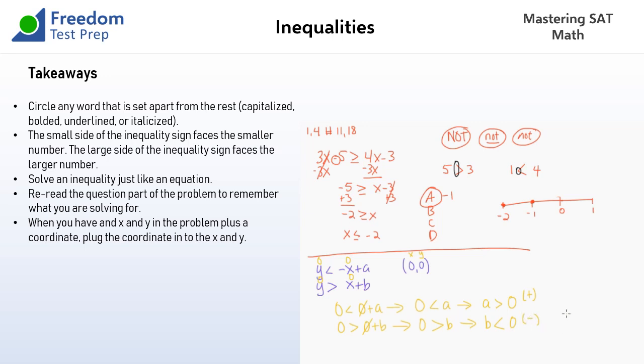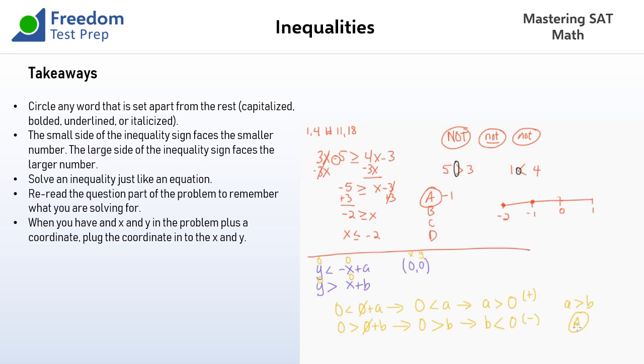To answer the question, we need to know the relationship between A and B. Well, if A is positive and B is negative, it's clear that A is going to be bigger than B. And that, my friend, is letter A. A is the answer. Okay, so that covers that test.